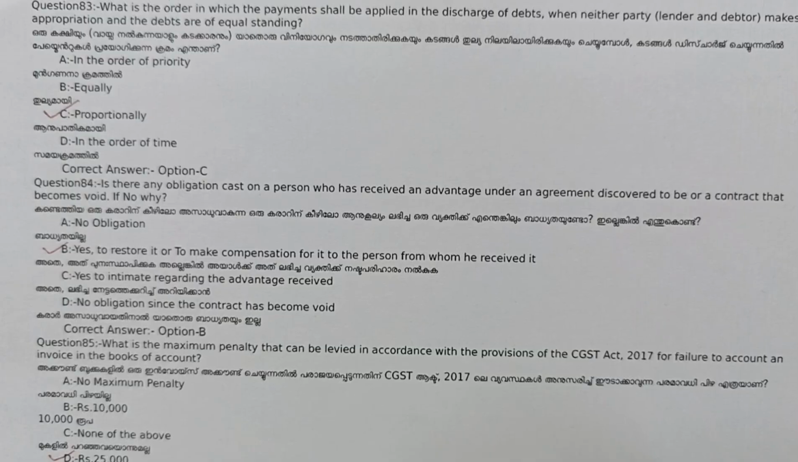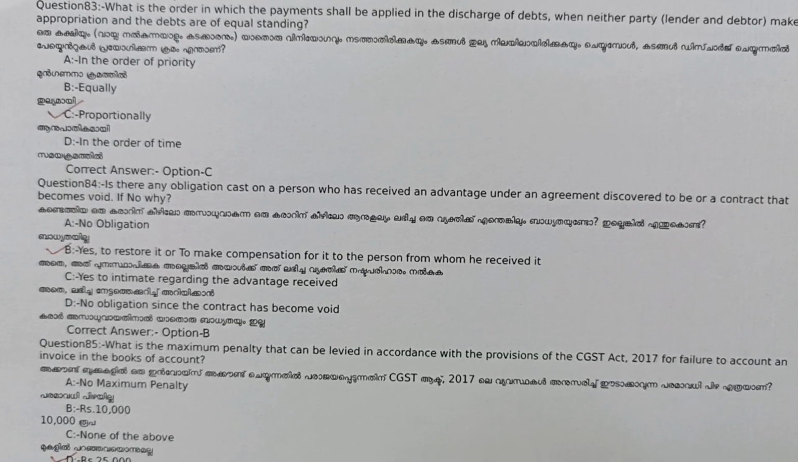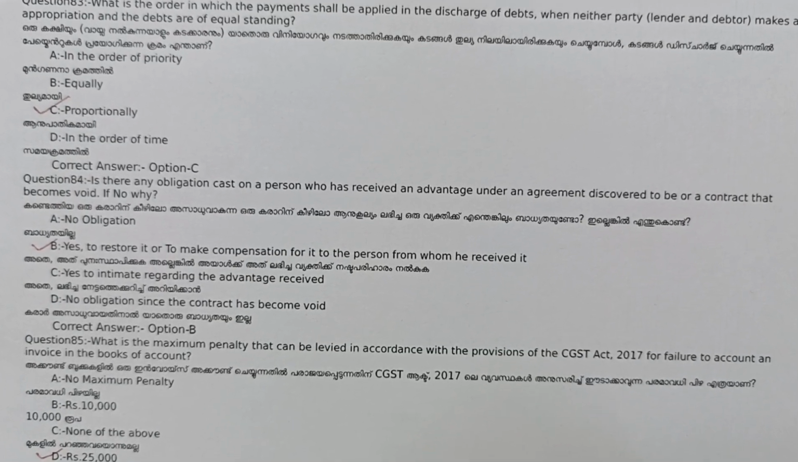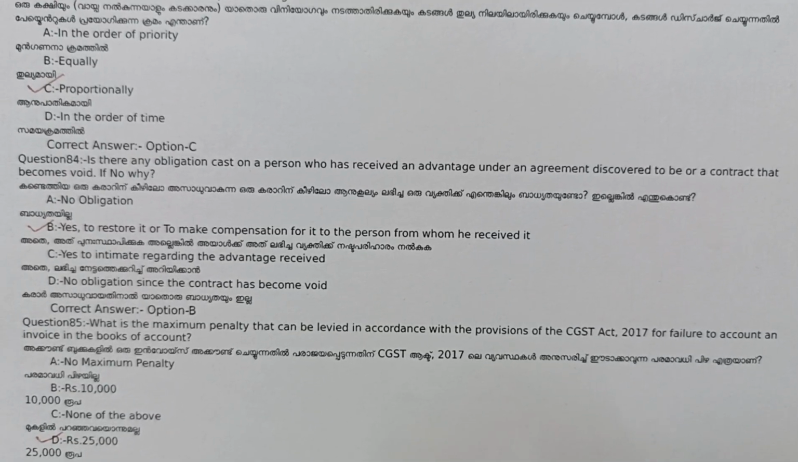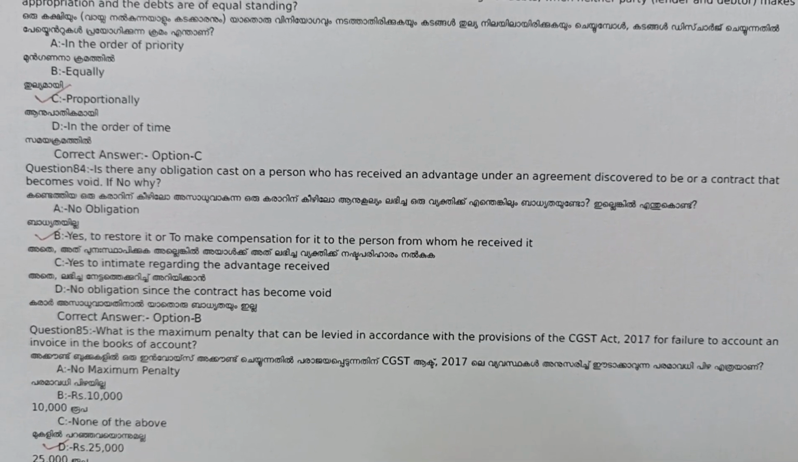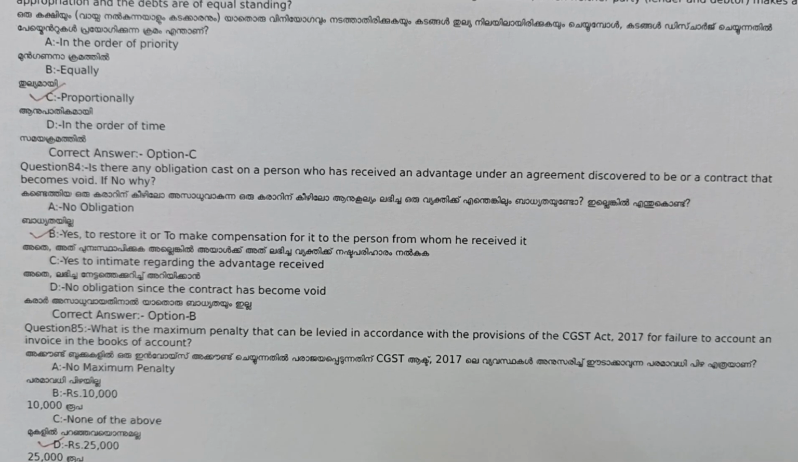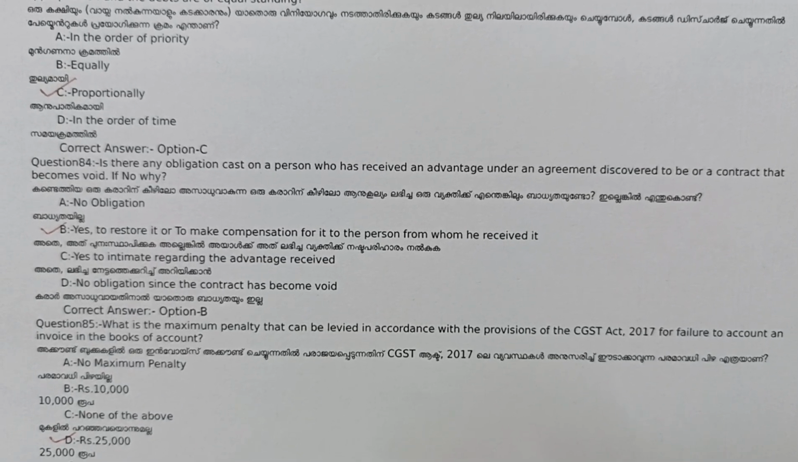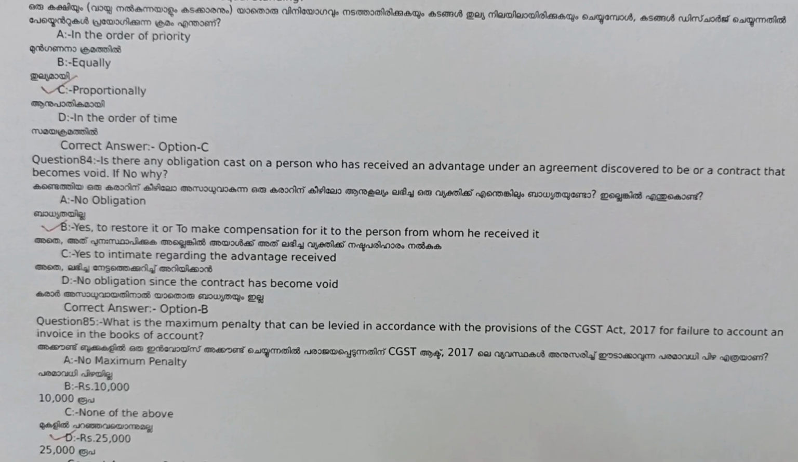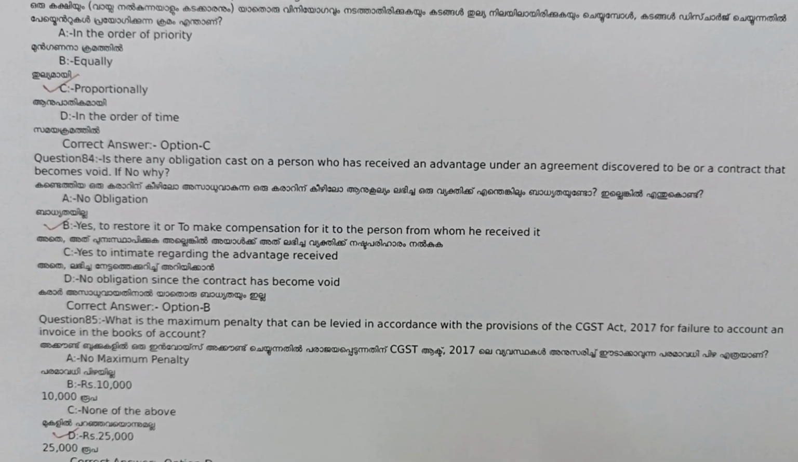Question number 84. Is there any obligation cast on a person who has received an advantage under an agreement discovered to be void or a contract that becomes void? If yes, what? Answer, to restore it or to make compensation for it to the person from whom he received it.